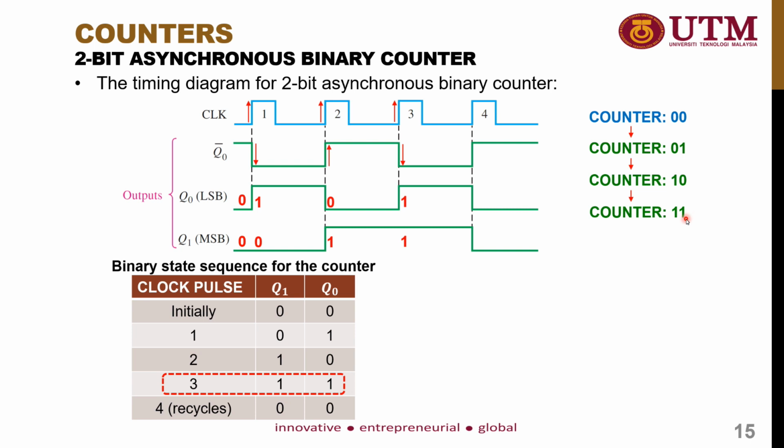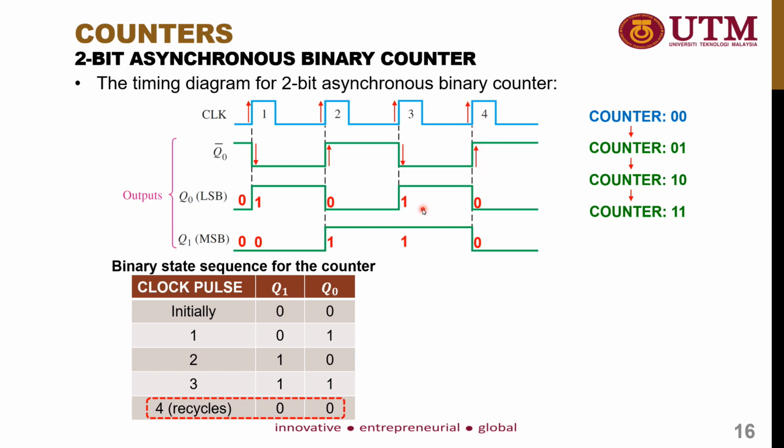So what happened at the final stage of the counting? At the final stage, which is the next clock pulse, when it detects the rising edge of the next clock pulse, you see here, the output Q0 bar will toggle from 0 to 1. So it means that the input given to each flip-flop will be rising.